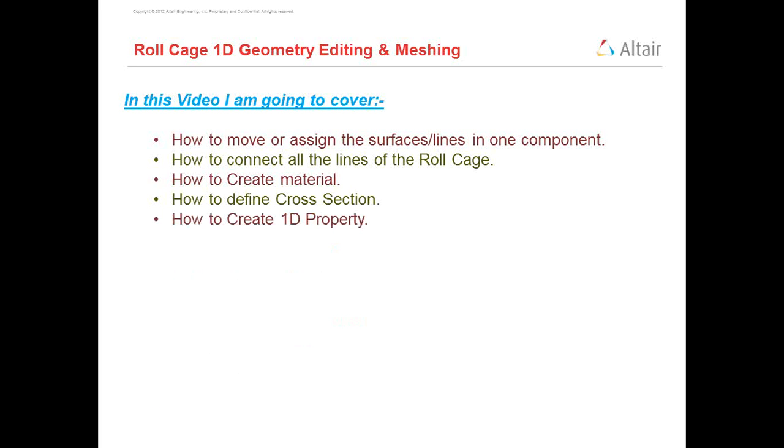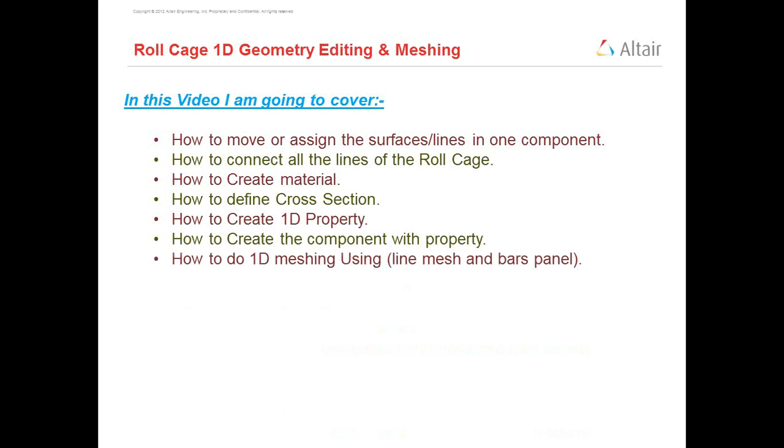section. Then next I will show you how to create a 1D property. After defining the cross section, we will create a property in which we define the areas, so that the software will create the required matrix to find the stresses and displacement. Then we will see how to create proper components with the proper properties, so all my elements will get the proper material and cross sections.